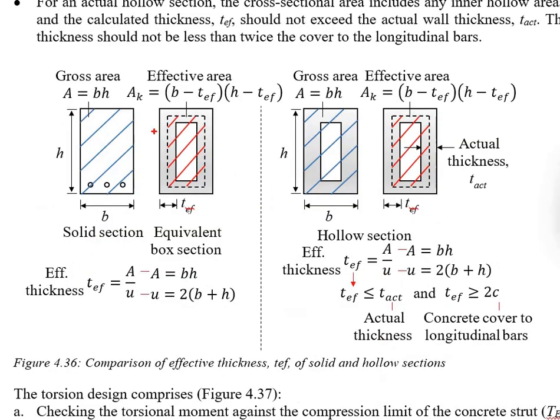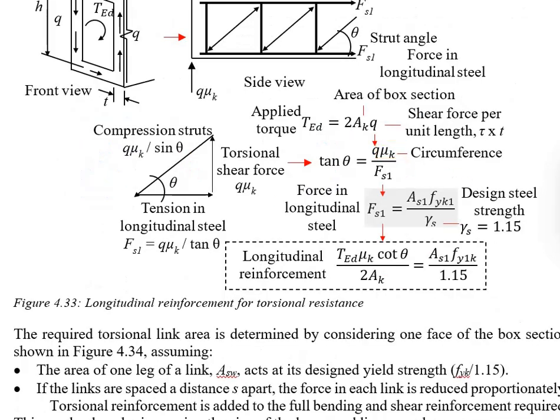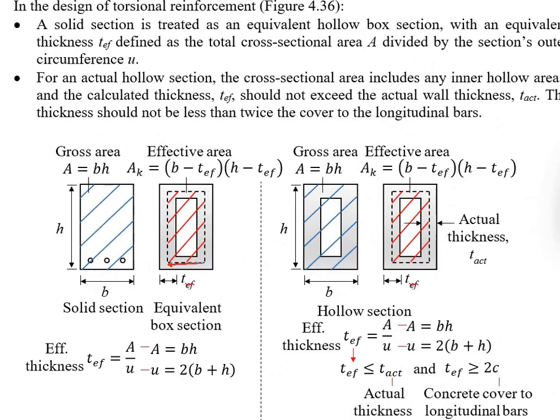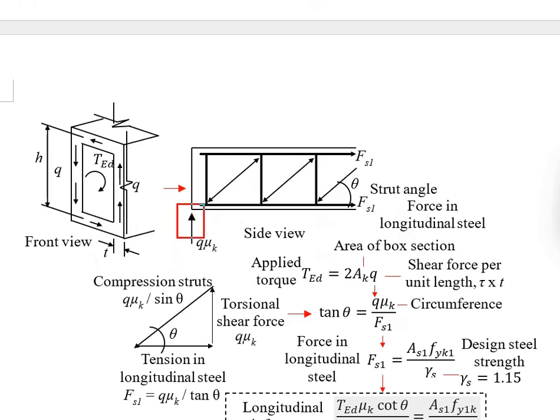To be more specific, we are not talking about this circumference. Instead, we are talking about this circumference, which is calculated on the basis of the center line of the equivalent box section. Now, taking this as an example, the uk here will equal 2 times B minus effective thickness plus 2 times H minus effective thickness. This will be the force acting upward. And then the reinforcement and the concrete here form an imaginary truss model. Reinforcement is subjected to tension, whereas the diagonal strut acts as the compressive member.